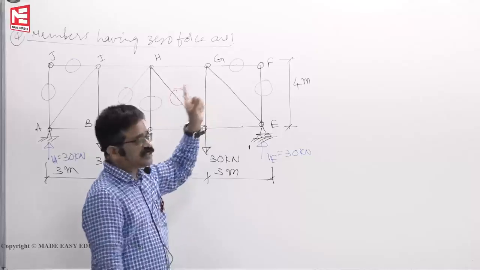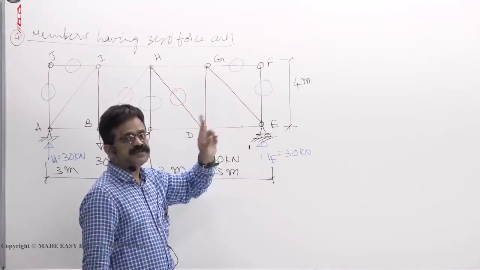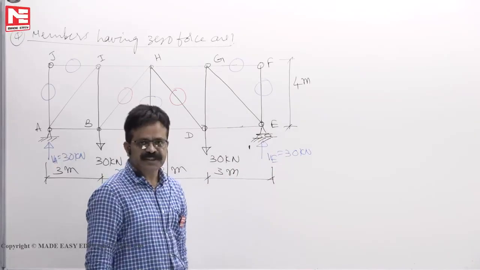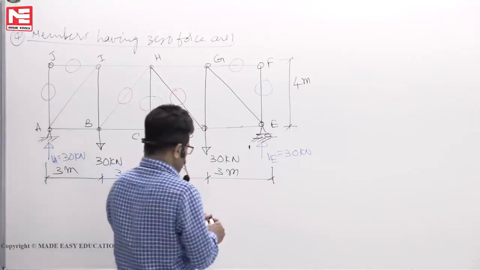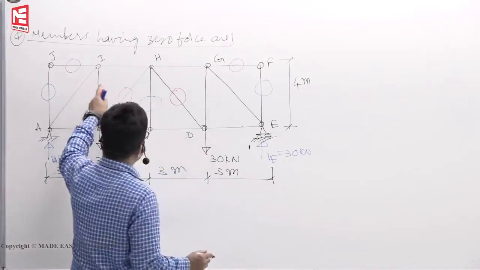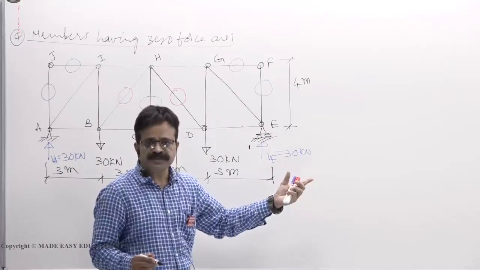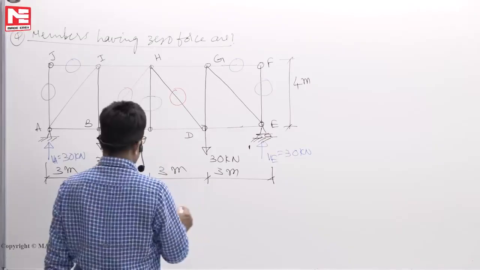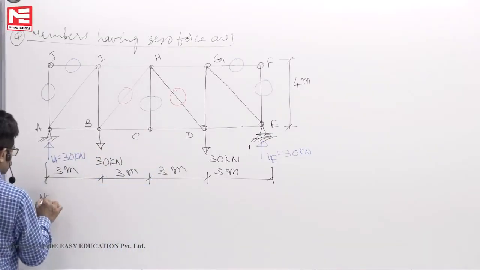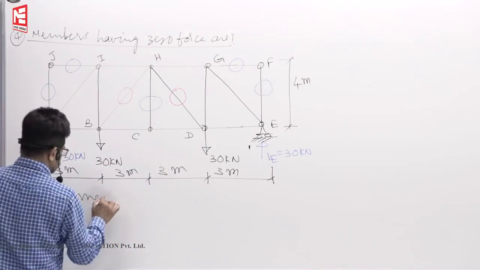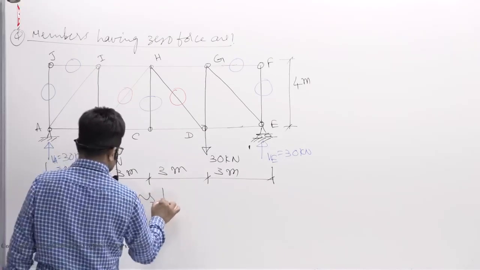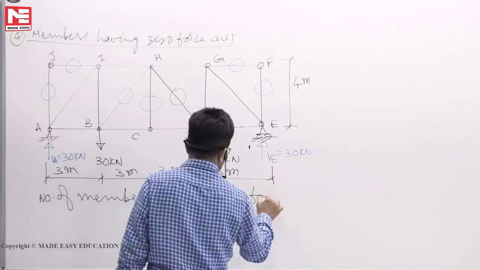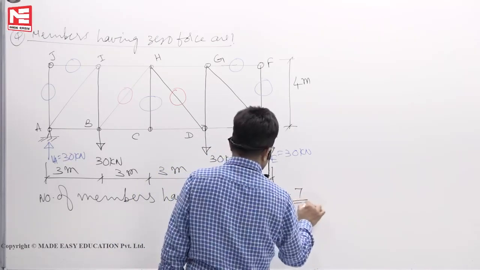So in the exam, that's why it is a 2 marks question. You have say 1 minute, we can complete it, and the other minute you can use for some other problems. Okay. So how many members are there? Sometimes they ask you the number of members which have 0 force. Sometimes they ask you what they are. So the number of members having 0 force is equal to 7.